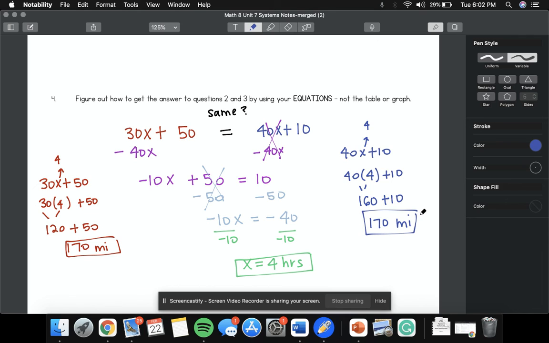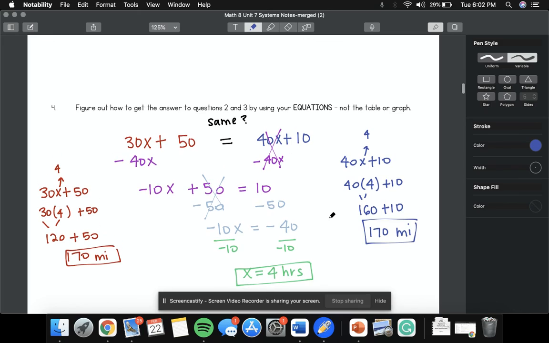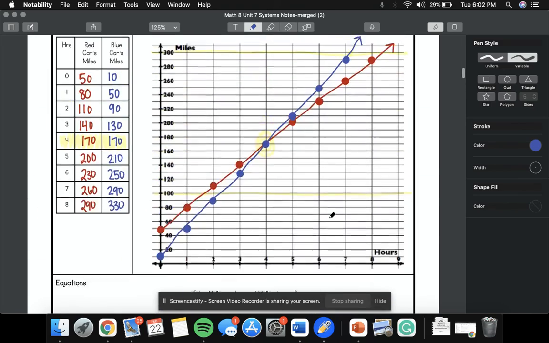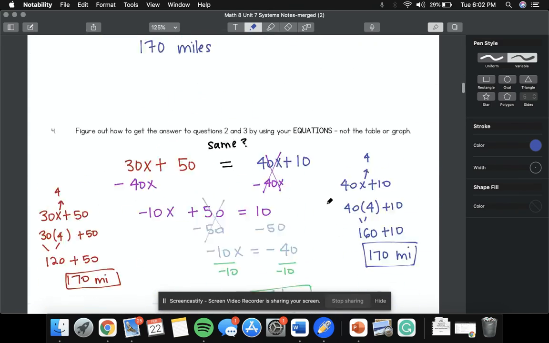So in this unit, we're going to talk about when story problems are the same and how we can solve them using equations. We can use graphing, but this is just the basic idea.